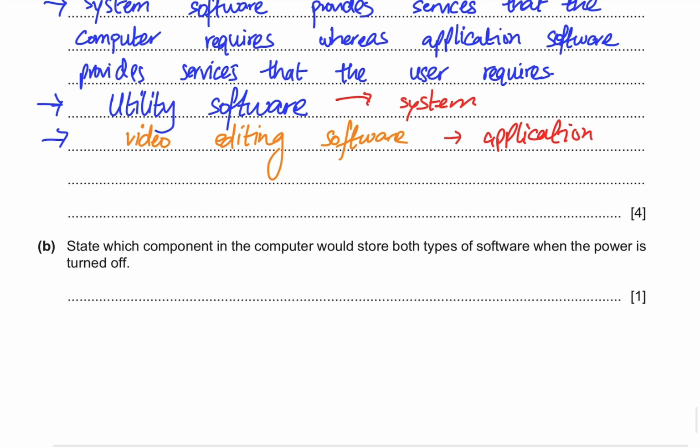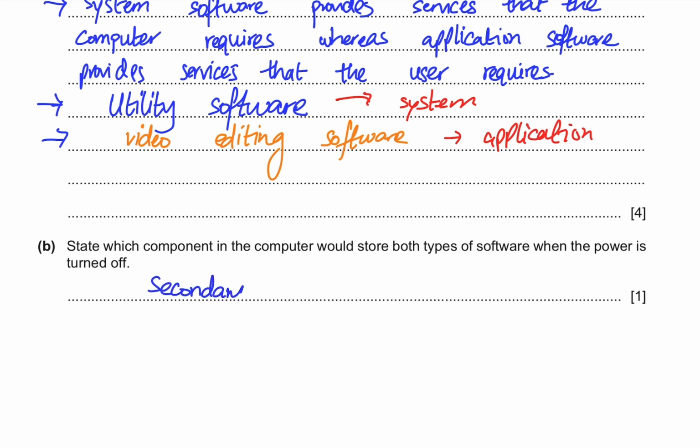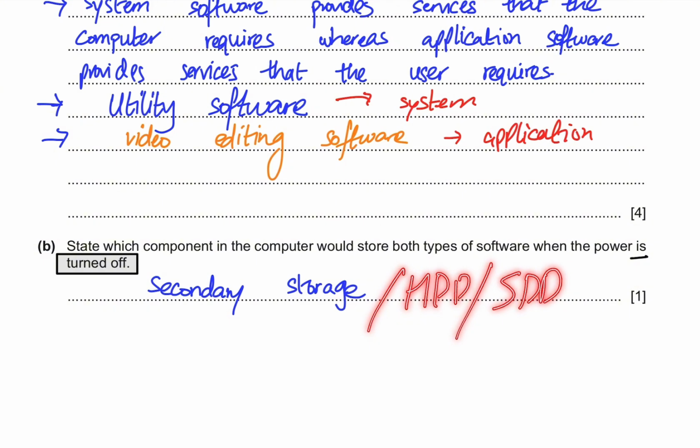State which component in the computer would store both types of software when the power is turned off. A secondary storage device will store the types of software when the power is turned off. You don't need to write the types, but types of secondary storage are HDD or SSD.